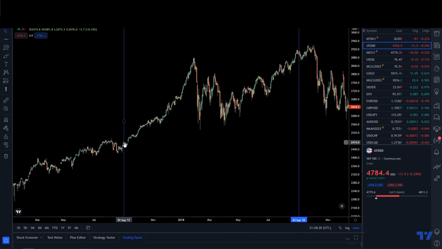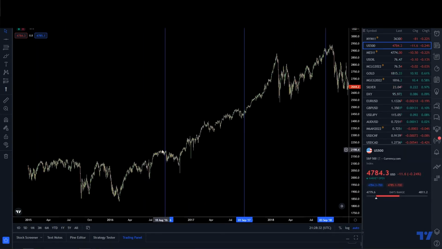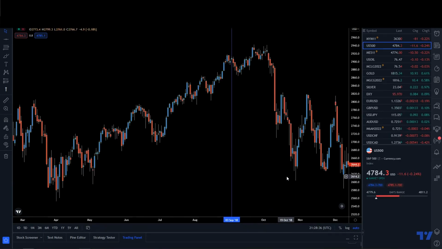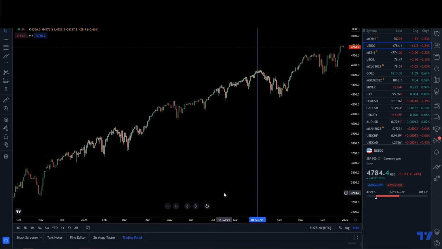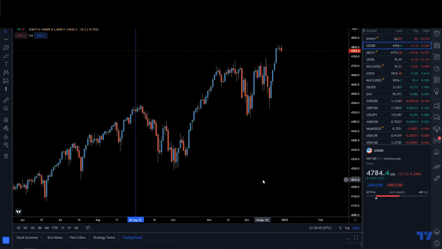I mean, look at this. In 2017, a little bit of weakness there, not a lot. 2016, there it is again. See, so I just showed you. I'm basically looking at a chart here for maybe 10 years' worth of S&P 500 trading. So there you go.